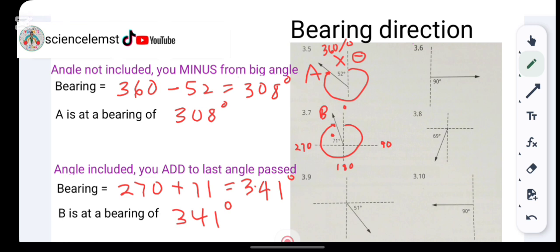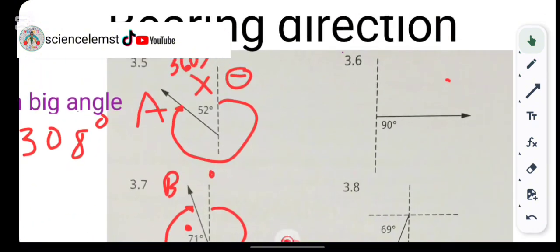Let's look at 3.6 before I go. This one is quite easy. The vector is lying exactly at 90 degrees. So even if I make the arc, it really doesn't matter. The bearing here will be 90 degrees. It's straightforward.